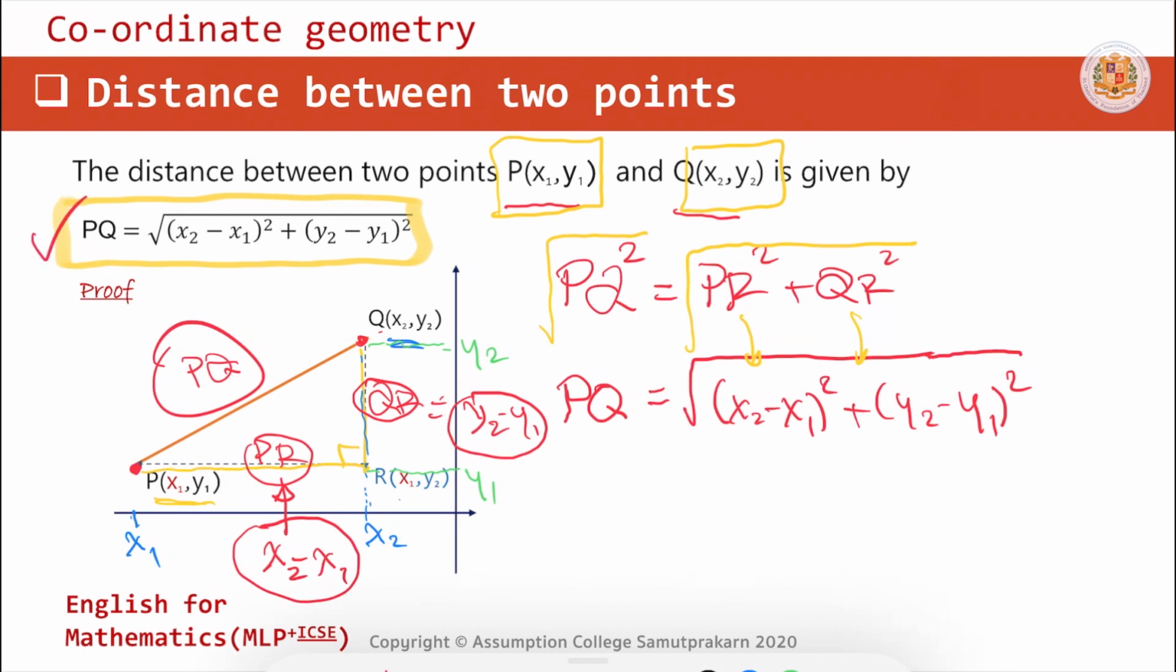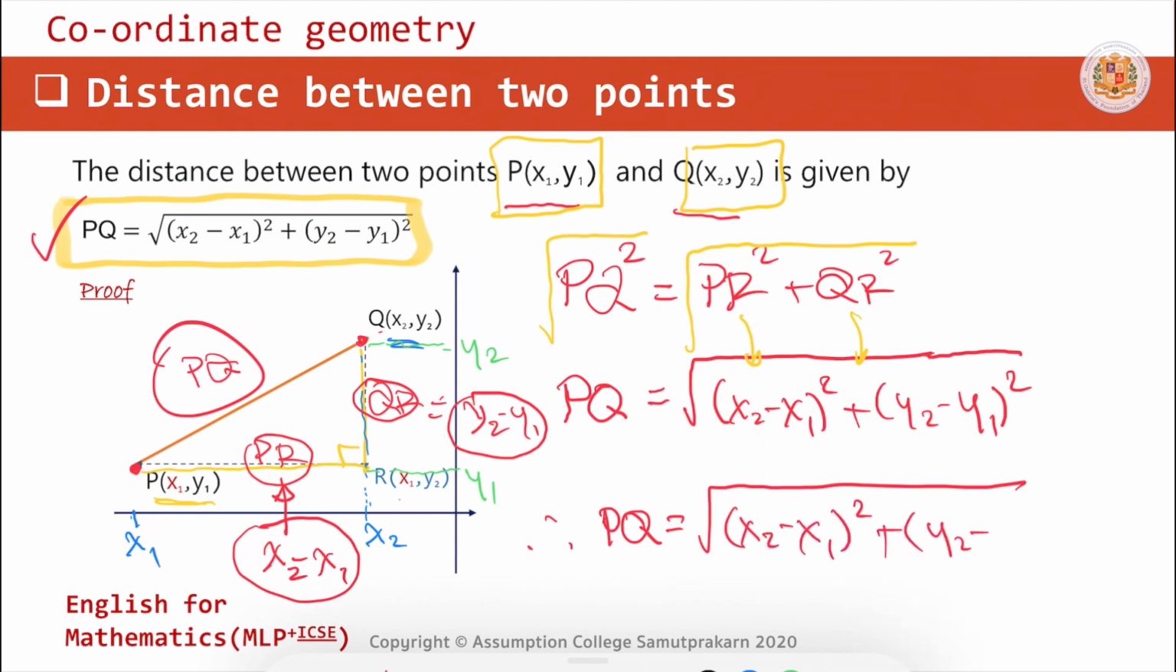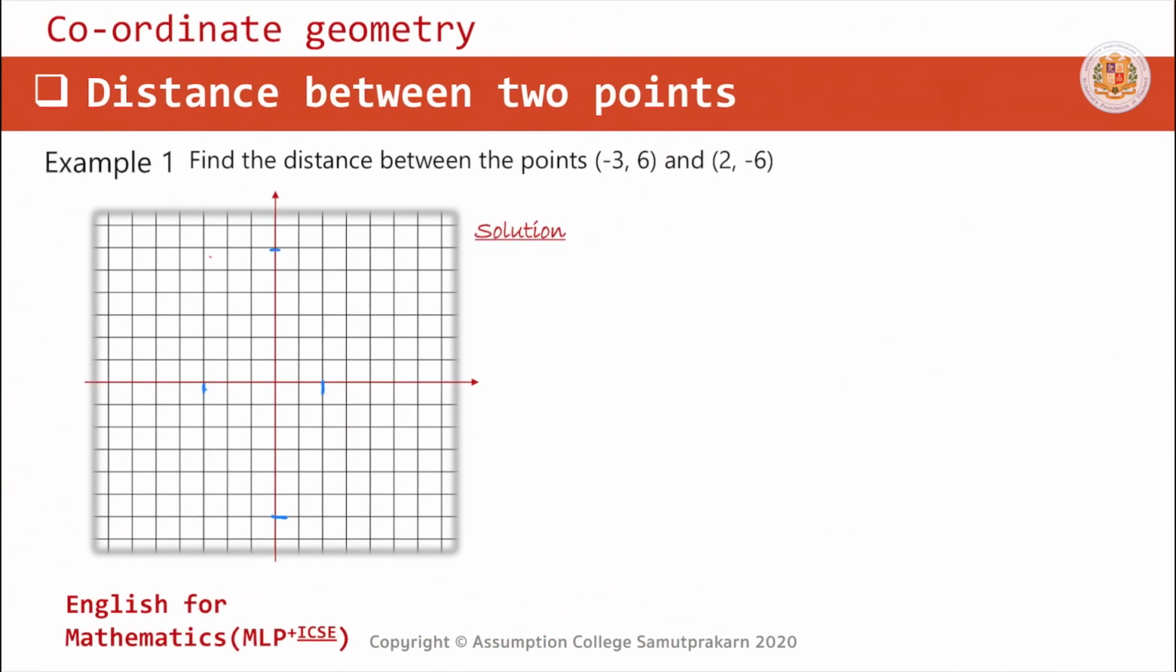Therefore, the distance between P and Q, you can use PQ or you can use D, is equal to the square root of x2 minus x1 squared plus y2 minus y1 squared. That's it. It's done. Now let's try to find the distance between 2 points by using that formula.